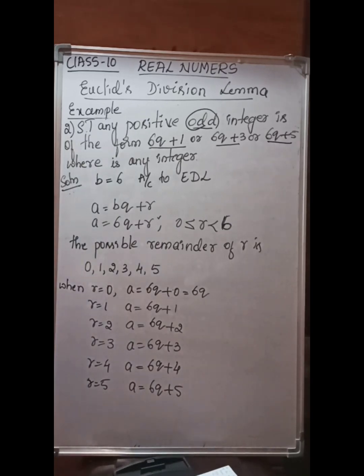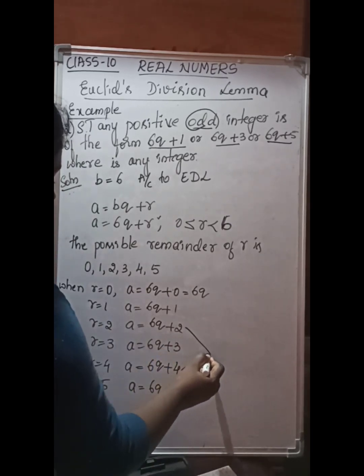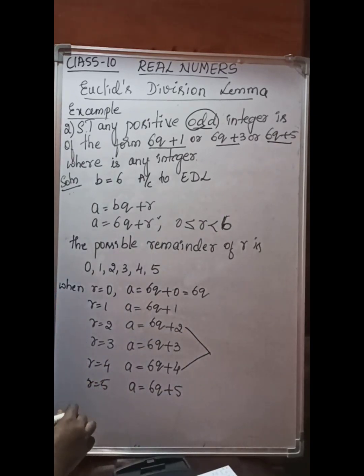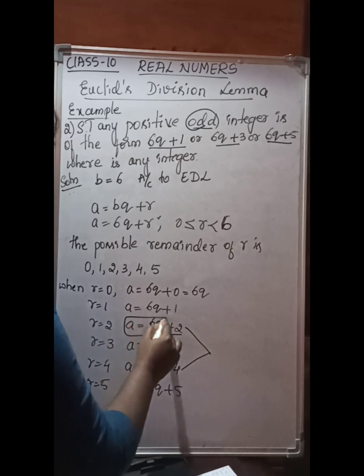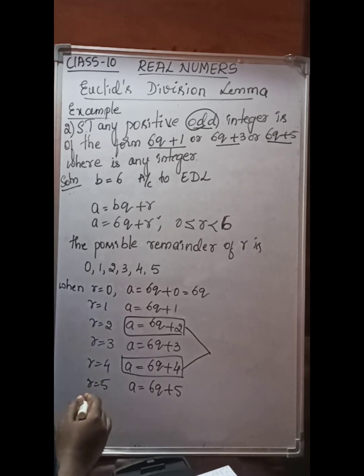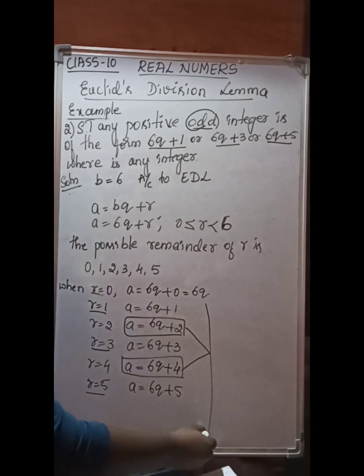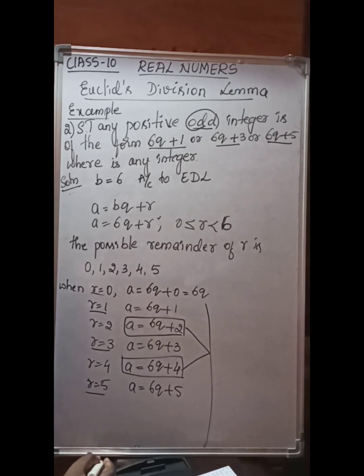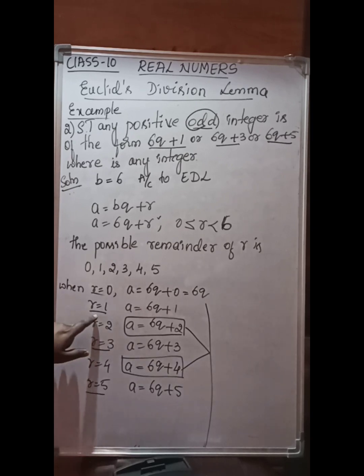So here 6q plus 2 and 6q plus 4 do not exist as odd integers. Except these, the others are odd integers. So only when r equals 1, r equals 3 and r equals 5, the given statement exists in the form 6q plus 1, 6q plus 3 and 6q plus 5. You need not prove that, you just think: if it is an odd integer, only when the number is odd will that equation exist. Clear?